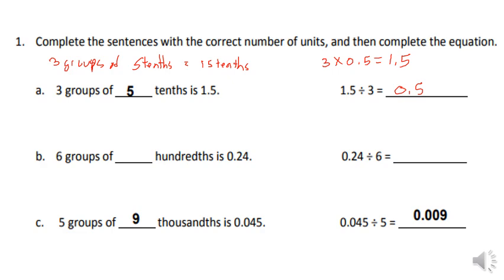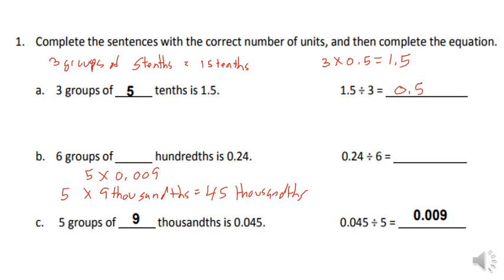5 groups of 9 thousandths. So I like 5 times 9 thousandths equals 45 thousandths. Now if we put that in standard form, that's 5 times 9 thousandths. That means the 9 is going to go in a thousandths position, equals 45 thousandths. Now we can see that if we know 5 times 9 thousandths equals 45 thousandths, 45 thousandths divided by 9 has to equal 9 thousandths.